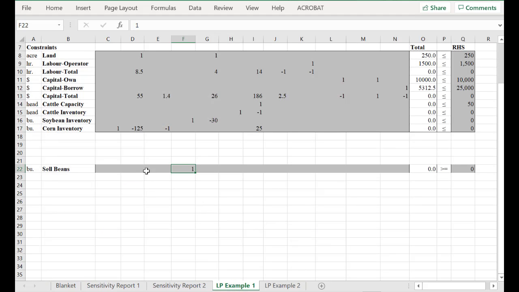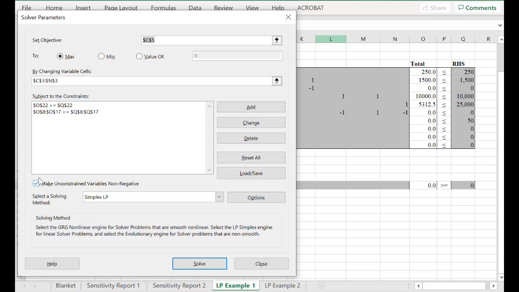It just saves your time of writing this constraint, so you don't actually need to explicitly write this. You just need to check this box here, and then it already has all of the non-negative constraints. So that's what the reduced costs are.